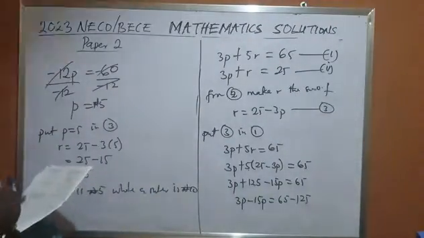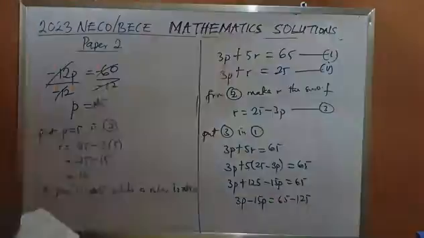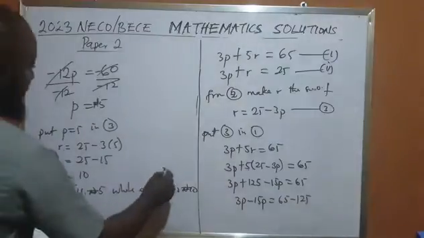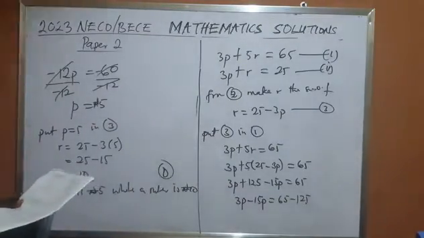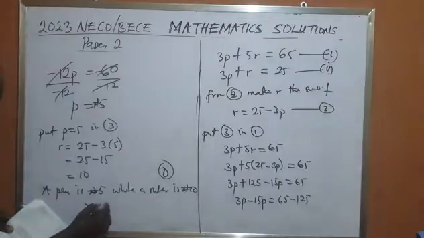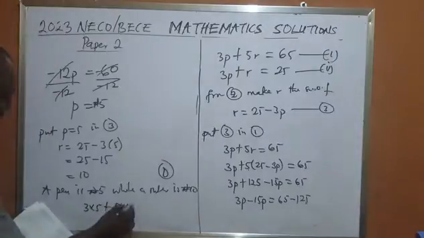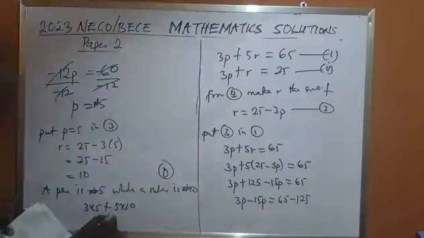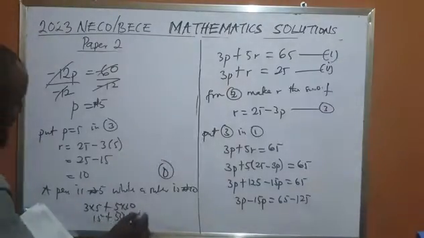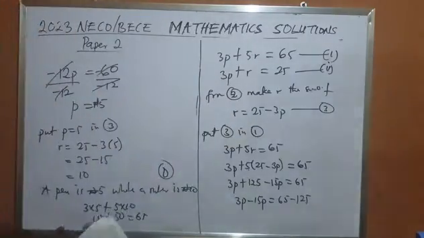A pen is 5 naira, that is option D. We can confirm that: 3 pens, that is 3 times 5, plus 5 rulers, 5 times 10. So this will be 15 plus 50, which is equal to 65, which confirms this. So that is that.